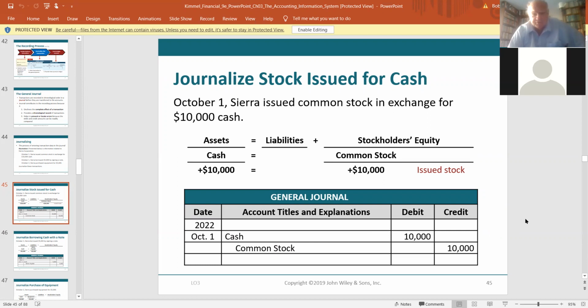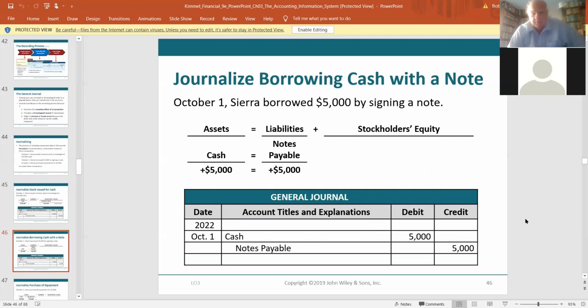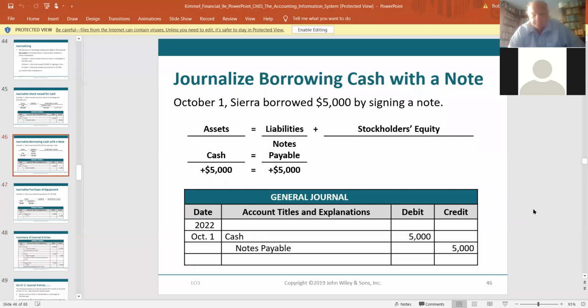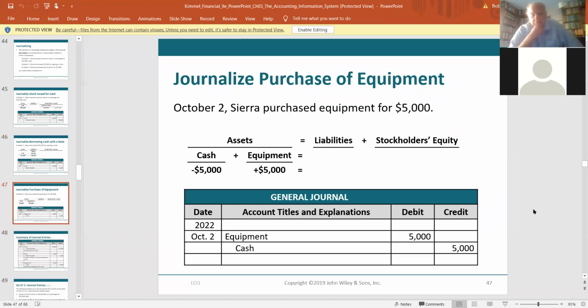Remember where you were when you saw it. Here, they borrowed $5,000. So what went up? Cash went up, and so did notes payable. They both went up. Except cash went up with a debit. Notes payable went up with a credit. All right. They bought equipment for cash. Equipment went up by 5,000, cash went down by 5,000.